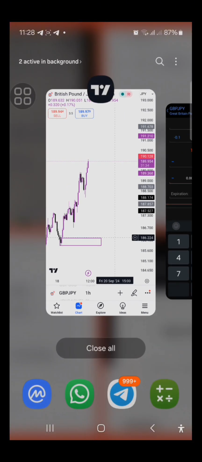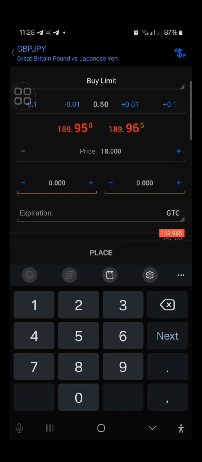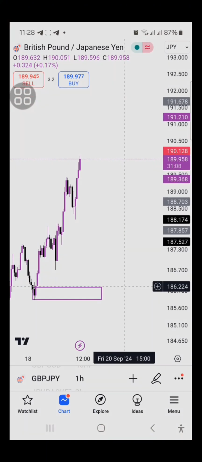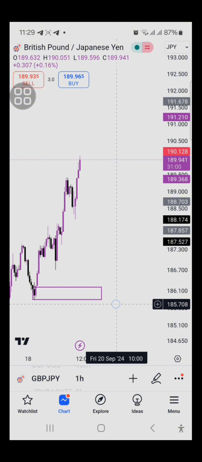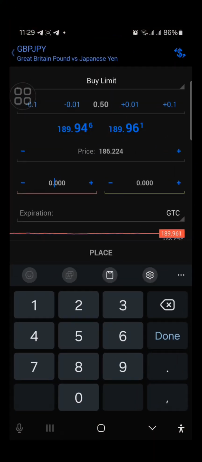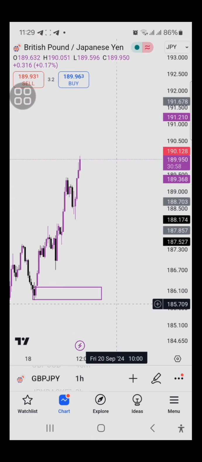Did I get that number right? 186.224 is the price where I want the market to come and meet me. Then of course, always remember to put your stop loss and your take profit immediately. So let's say my take profit is somewhere here, 185.708. I'm just giving this as an instance. I'm not taking this trade. This is on a demo account, by the way, so that you would get every single thing.